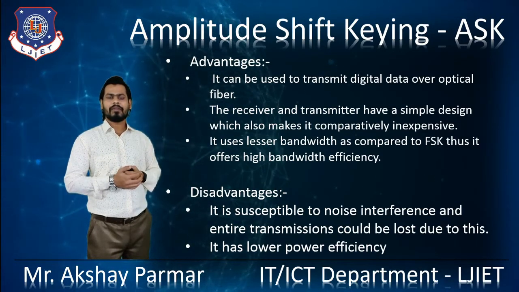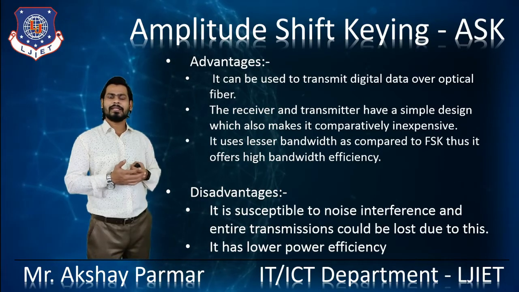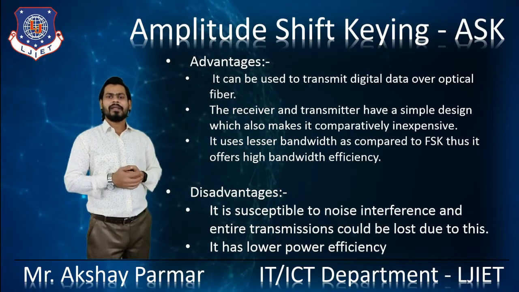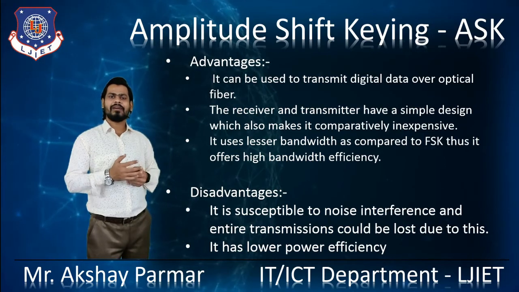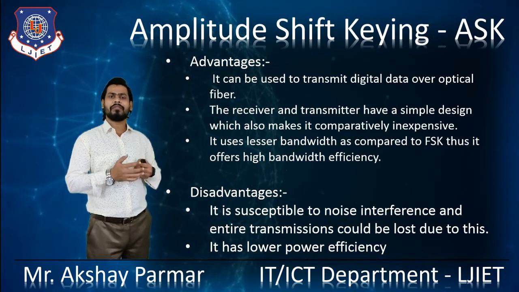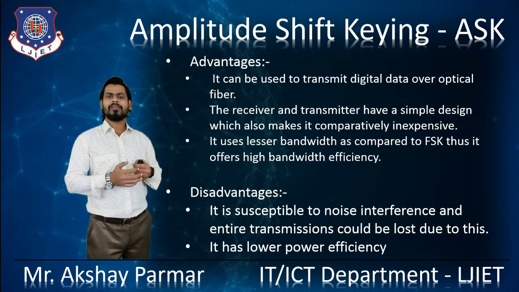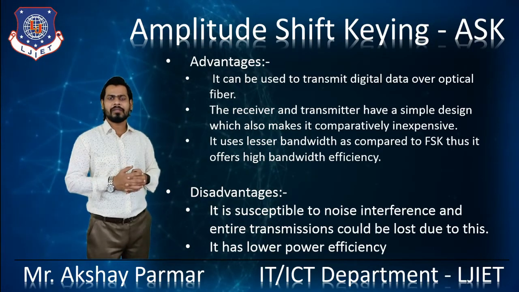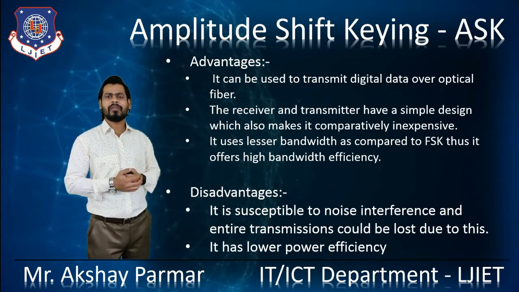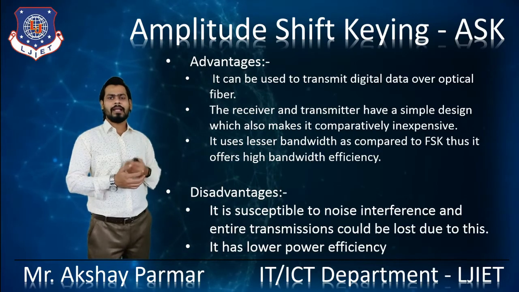So the devices which are used for ASK are a little cheaper. It uses lesser bandwidth as compared to FSK, that is frequency shift keying. Thus it offers high bandwidth efficiency, right? So those are the advantages of amplitude shift keying, ASK.